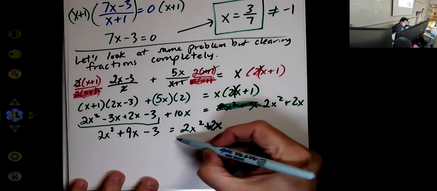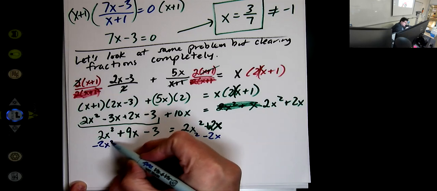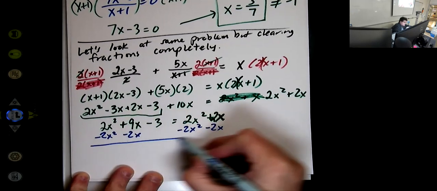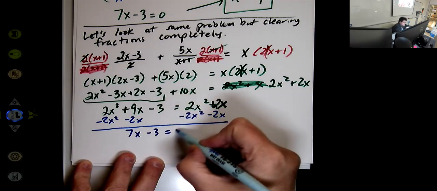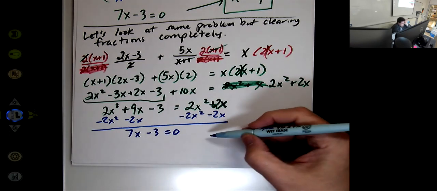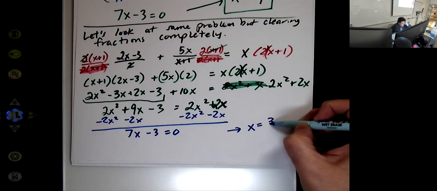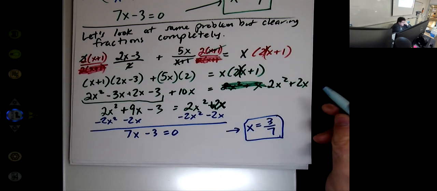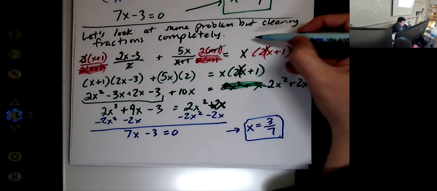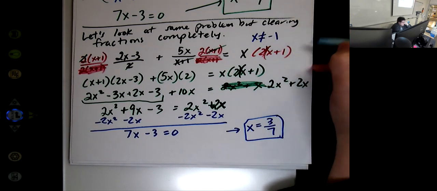If I subtract 2x squared from both sides and 2x from both sides, I can get everything on the left. And I'm left with 7x minus 3 equals 0. And that gets us back to the x equals 3 over 7. I've already noted up here, x cannot equal -1, and it didn't, so we're good.